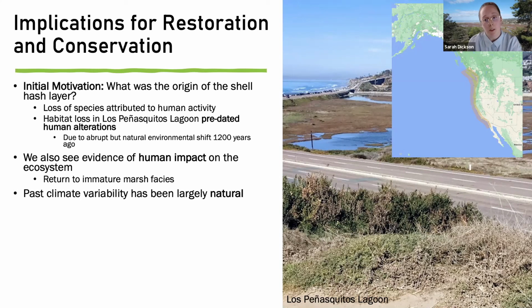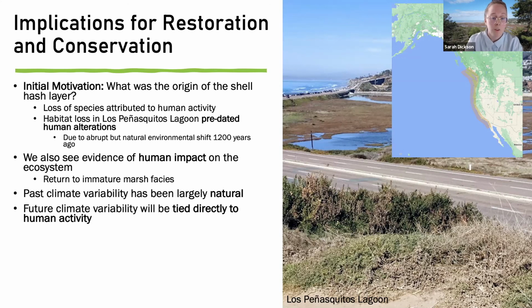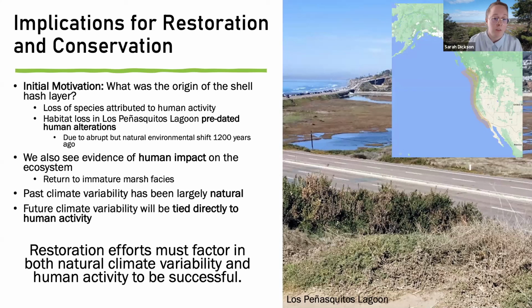It is well established that our climate is warming, but this time it is at a rapid pace and directly connected to human activity. While climatic shifts in the past may have been triggered by natural variability, future climate variability will largely be tied to human activities. Future restoration efforts for coastal wetland environments and Ostrea lurida habitats alike must take into account both natural climatic variability and anthropogenic influences to find success, as we see responses from both clearly reflected in the sedimentological record.